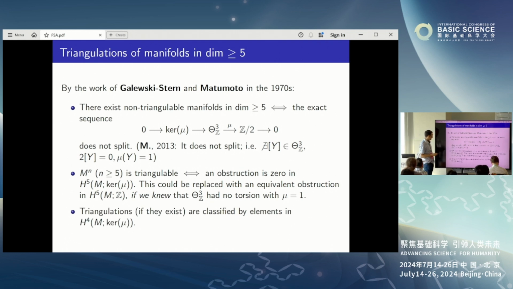And finally, you can ask, well, if it is triangulable, how many triangulations does it have? Up to some notion of equivalence called concordance, and they show that they're classified by elements in H^4, again the fourth cohomology with values in this kernel of mu. So even if you do the second part and you show that the obstruction is in H^5 with Z coefficients, how many triangulations exist, you still have to understand this group, the kernel of mu, which is basically the same as understanding this theta 3Z, more or less. So yes, that's why the homology cobordism group is important.